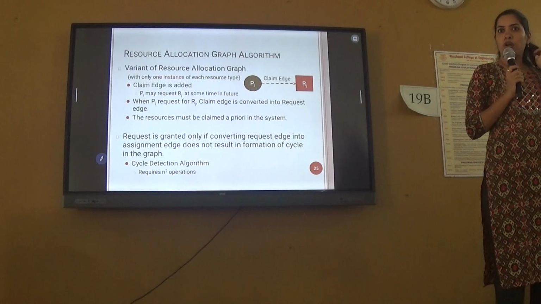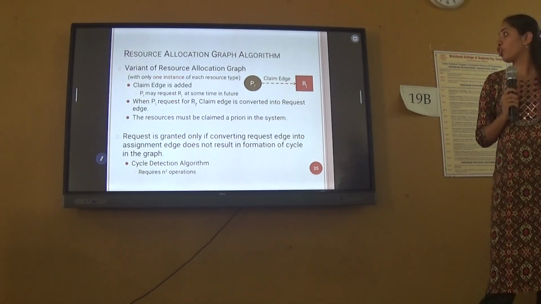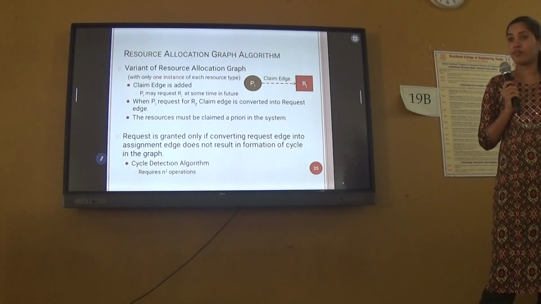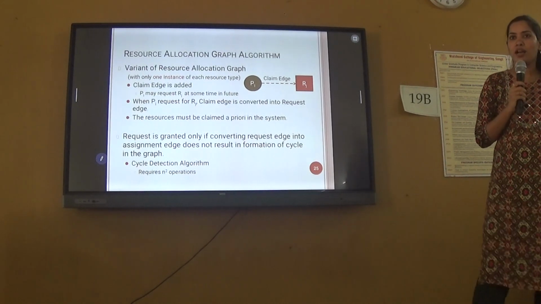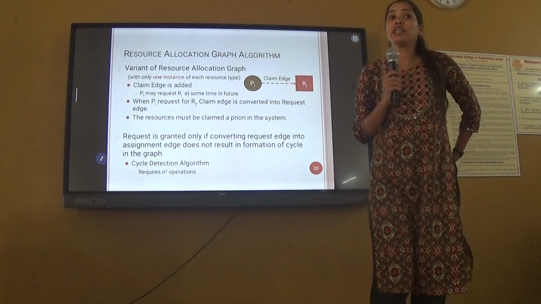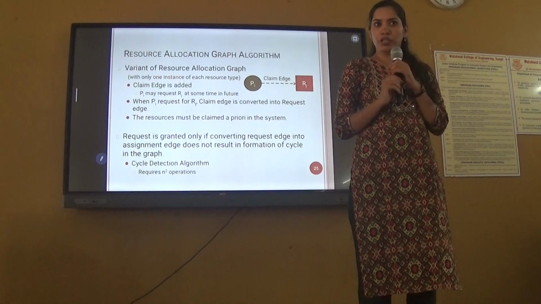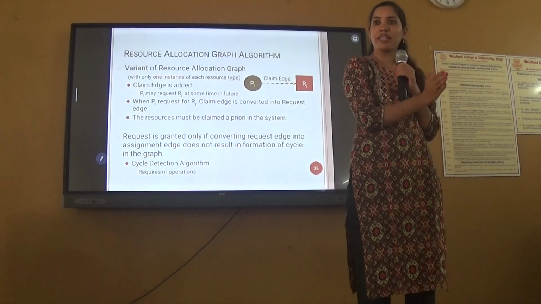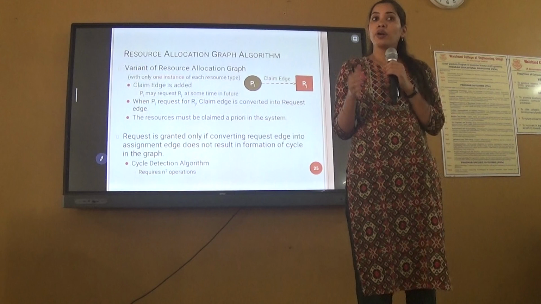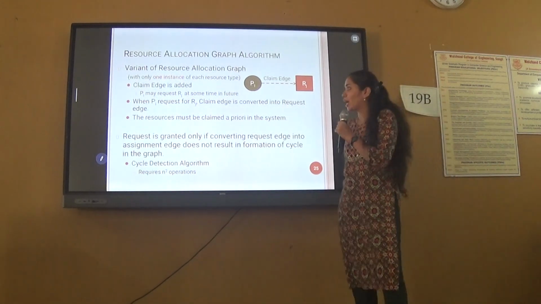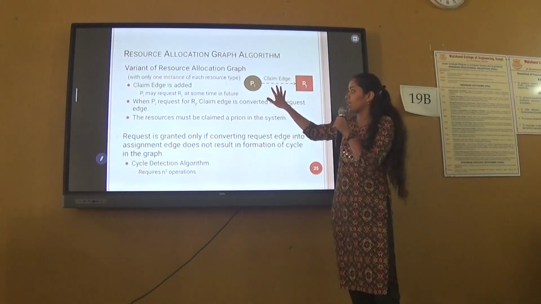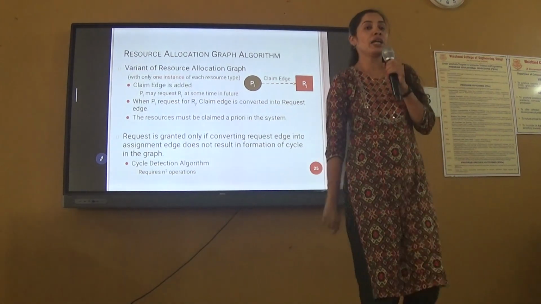To avoid a deadlock, we will have another version of the resource allocation graph. What is the resource allocation graph? Earlier there were only two types of edges. What are those edges? The assignment edge and the request edge. One more edge has been added to represent the system. It's the claim edge. What is the claim edge?